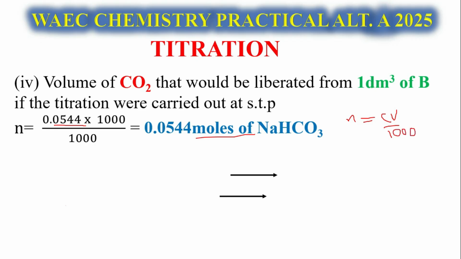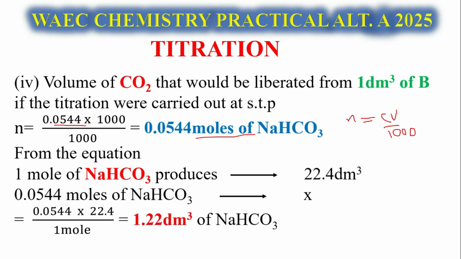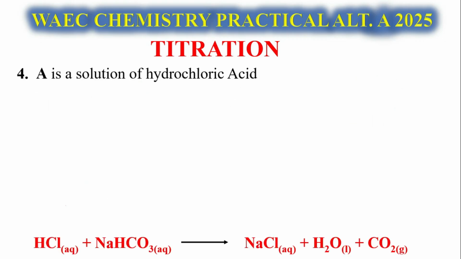The reason why I'm doing that is I want to be using the equation, and our equation has to do with mole. So 1 mole of NaHCO3 from the balanced chemical equation will produce 22.4 dm³ of gas that was liberated, which is CO2. Of course, the number of mole I have now is 0.0544 mole, which will produce X. So when I do that calculation and I cross multiply, I'm going to have 1.22 dm³ of CO2. Are you following?